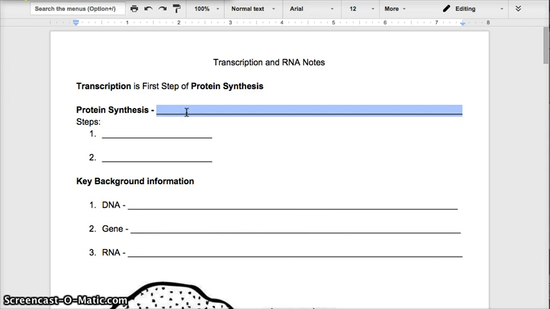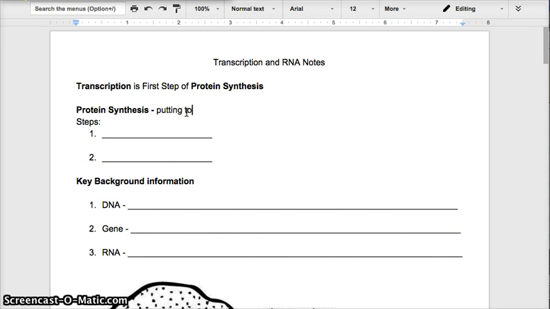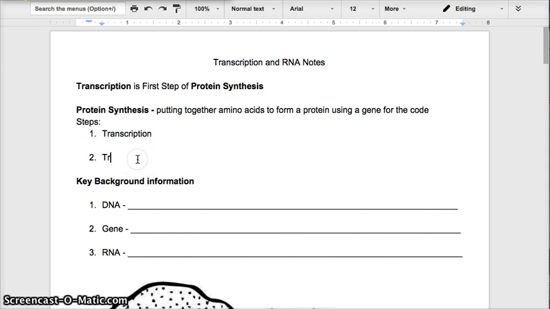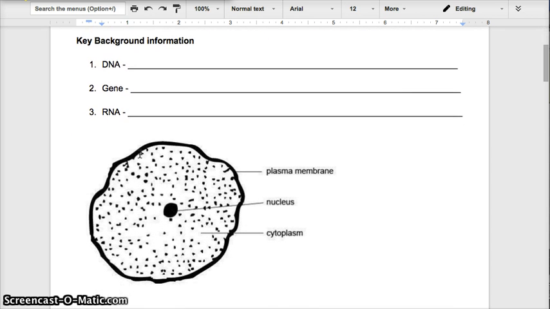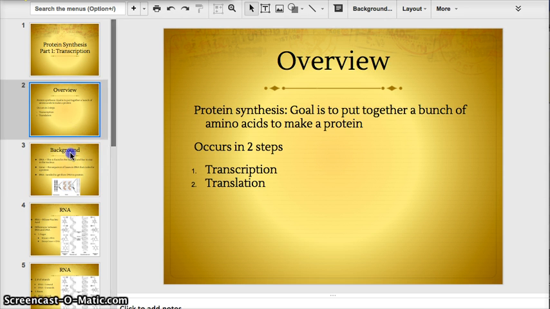Protein synthesis is putting together amino acids to form a protein using a gene for the code. And the two steps are transcription and translation. So we're going to focus all on transcription and do some activities on that first, and then we're going to go to translation. But before we go into those, we need to give some key background information.